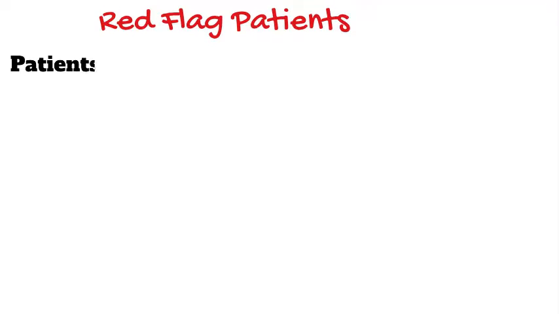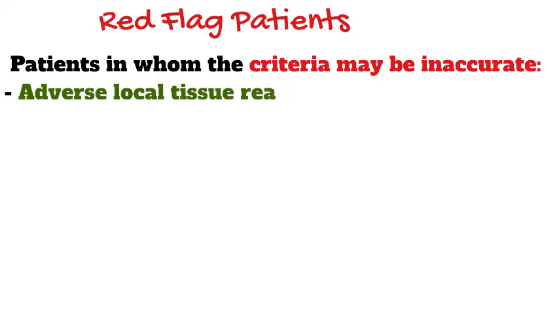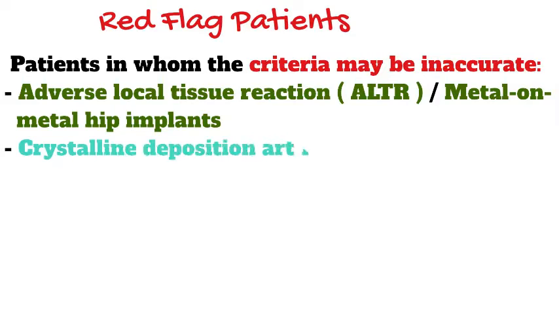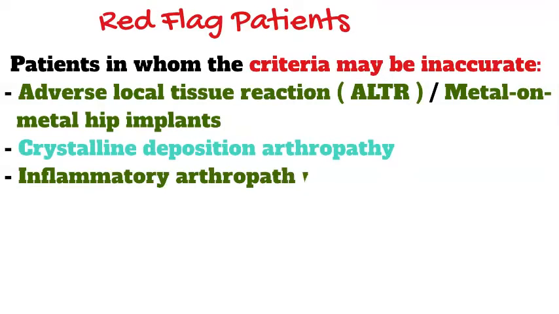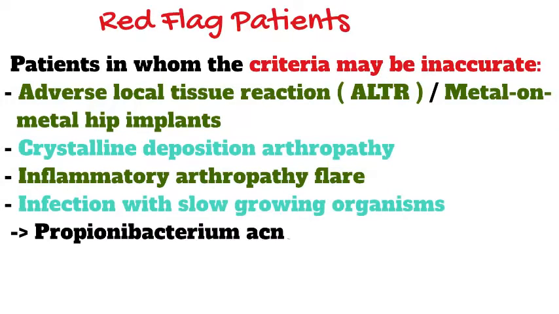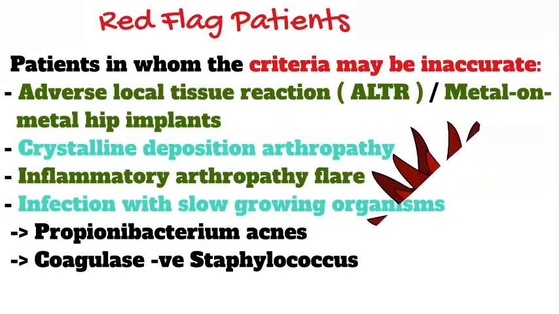Red flag patient. Be careful in patients in whom the criteria may be inaccurate. Examples are adverse local tissue reaction, ALTR, or metal-on-metal hip implants, crystalline deposition arthropathy, inflammatory arthropathy flare, and infection with slow-growing organisms. Examples include Propionibacterium acnes and coagulase-negative staphylococcus.